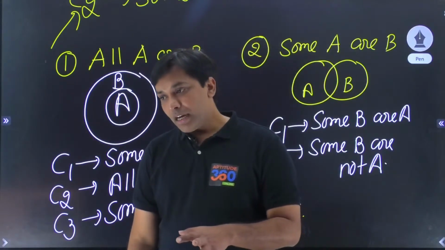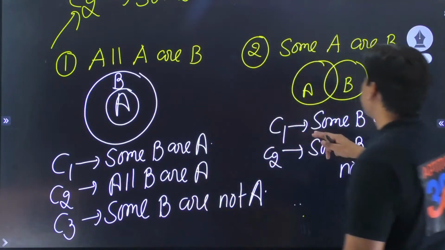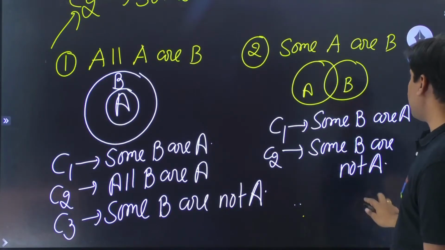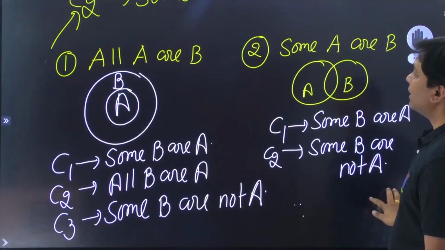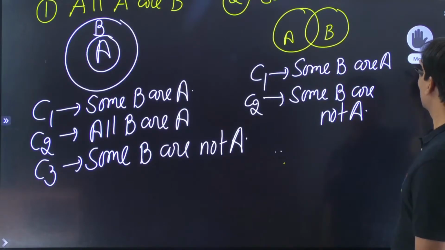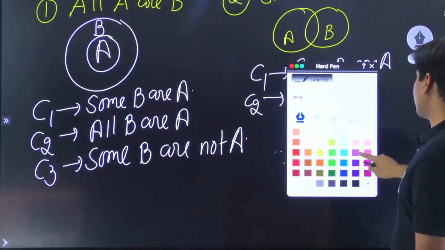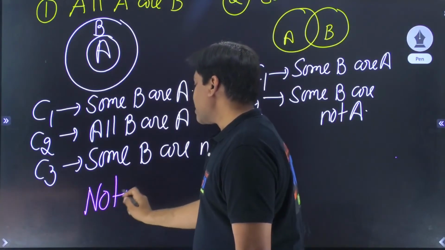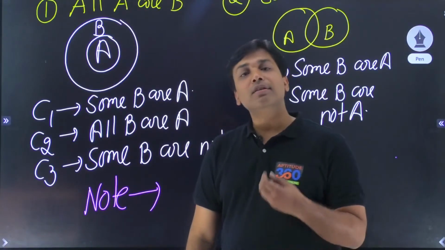Some A are B. और कैसे बनाए इसको? What is my conclusion number 1? Some B are A, and my conclusion number 2, some B are not A. What should be the answer out here? You see the note. That is very important for you. अगर ये आप समझ गए ना तो आपकी सारी की सारी सरदर्दी खत्म हो जाएगी.